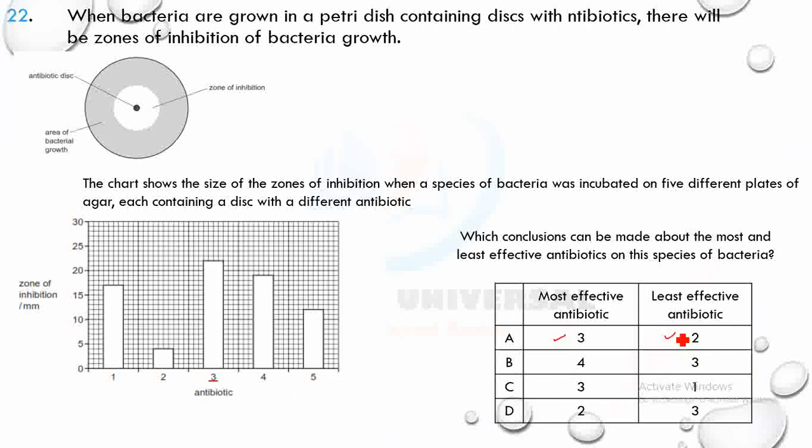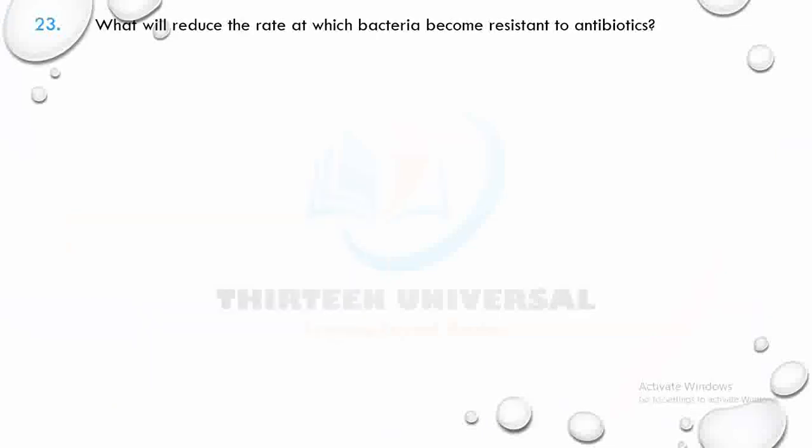Let's not waste time. What is it? A. The most effective is 3. Yes. The least effective, then this is saying C, 3 and 1. Where is 1? No, this cannot be the least effective. So there's a typo here. So it's A. A is the answer. Let me write it big. A.